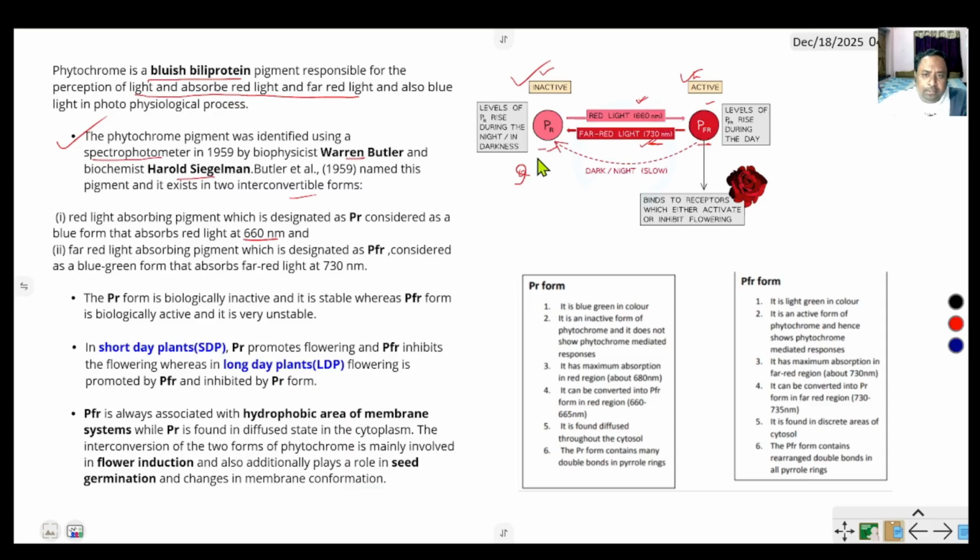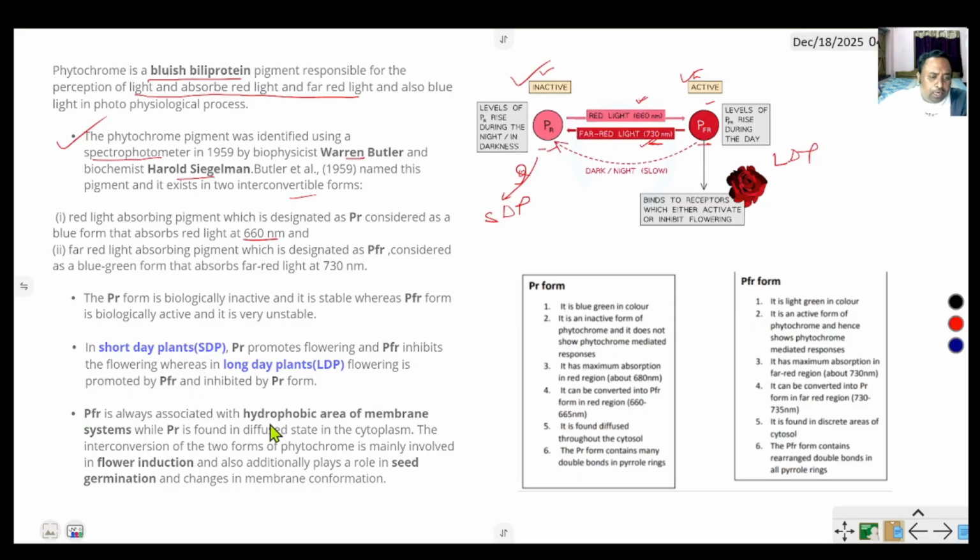PFR is required for flowering in long day plants. PFR is always associated with hydrophobic areas of the membrane system, but PR is found in the diffusible state in the cytoplasm. PFR is always found in the hydrophobic region of the cell membrane, but PR is found in the cytosol.